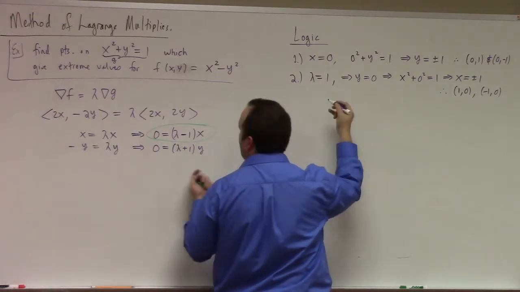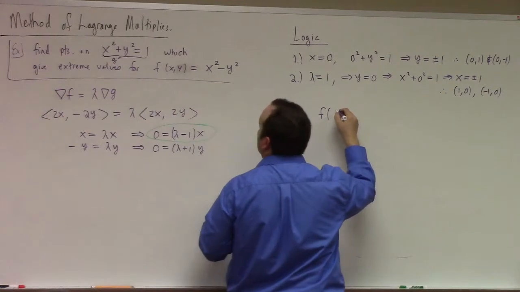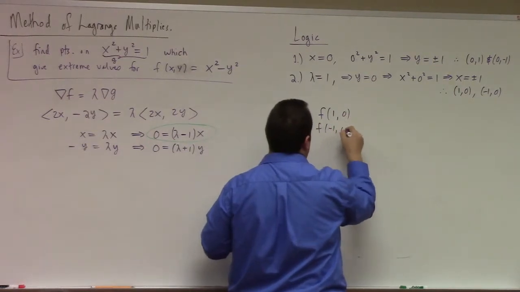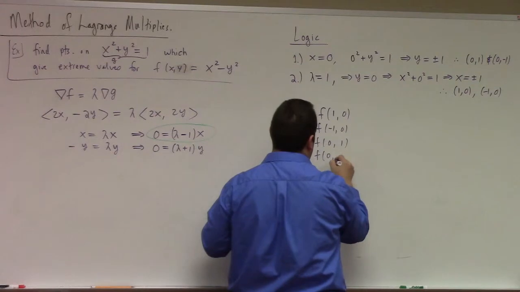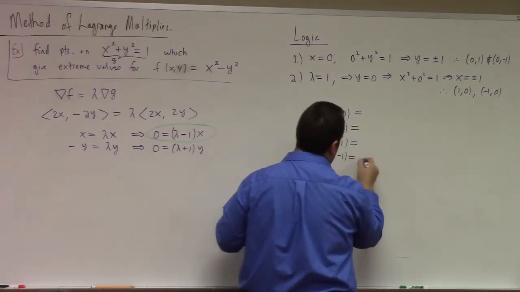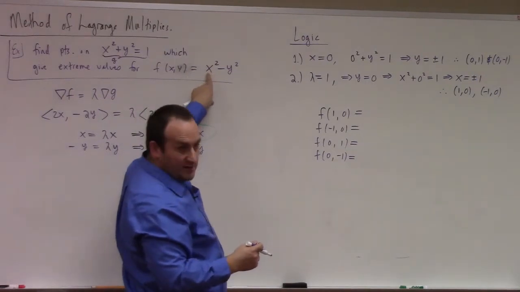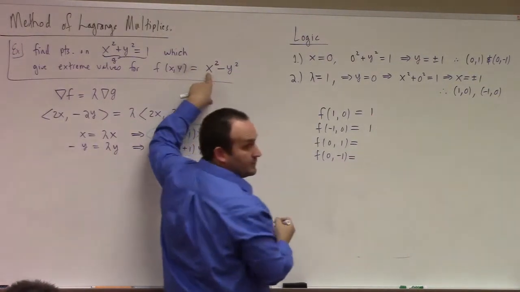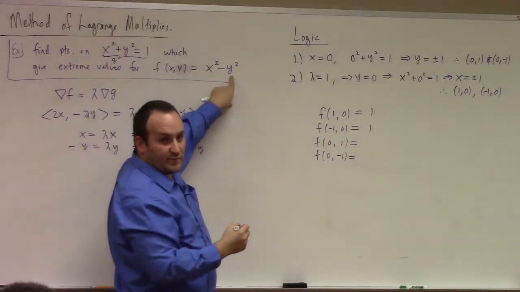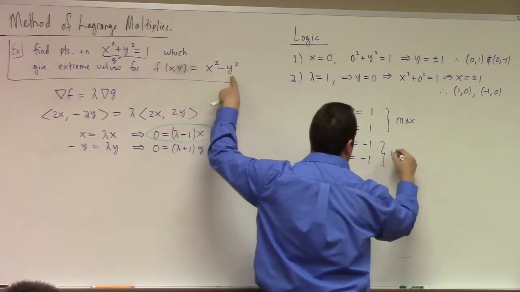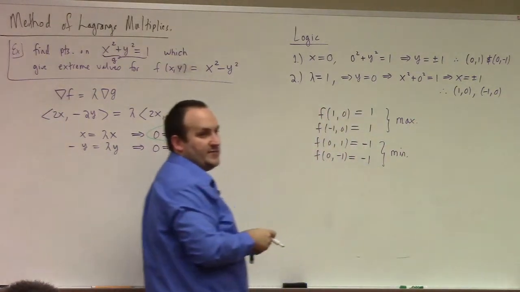So then, what we do is we check them. We plug them back into the objective function, right? So I've got f of 1, 0, f of minus 1, 0, f of 0, 1, f of 0, minus 1. What are those equal to? You get 1 for the first two, and I get minus 1 squared or 1 squared, so I get minus 1 for the last two. So these are the max, and these are the min of that objective function on the circle.